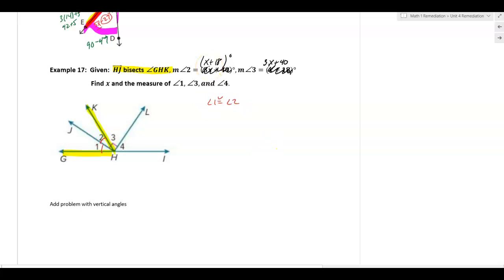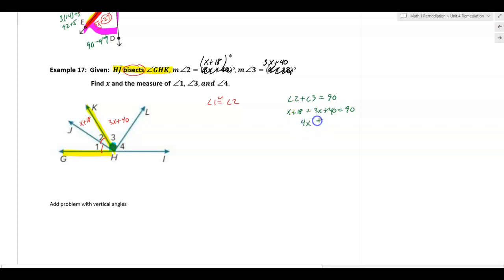When I mark angle 2 with x plus 18, and I mark angle 3 with 3x plus 40, I know a lot of people are going to see the bisects and assume that we're going to set those equal to each other. But in this case we're not, because angle GHK was bisected, so 1 and 2 are congruent, not 2 and 3. Therefore, I look at what else I have. If I look here, this box right here tells me I have a right angle. So I know angle 2 and angle 3 add up to 90 degrees. So I know x plus 18 plus 3x plus 40 equals 90.